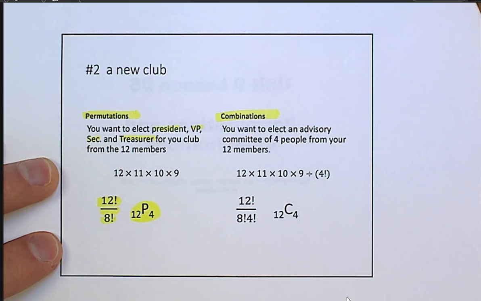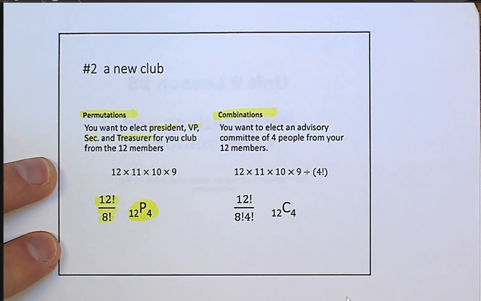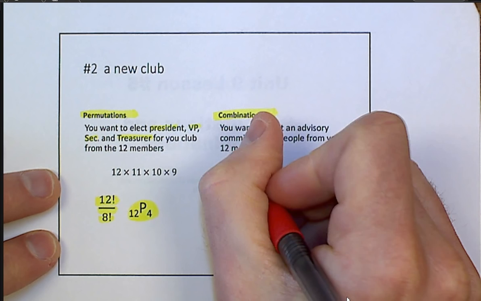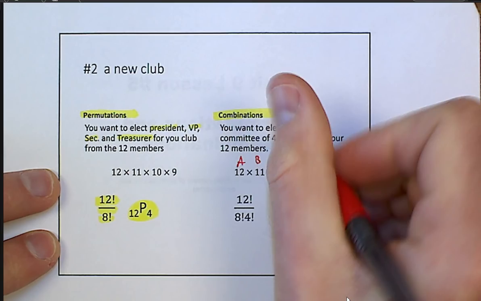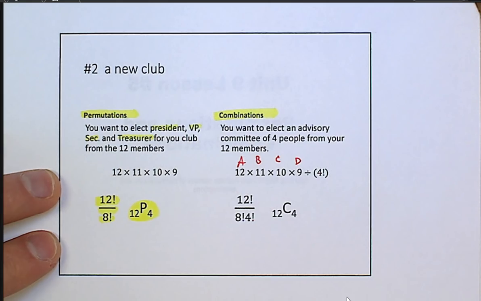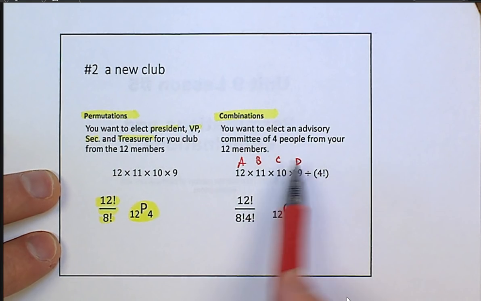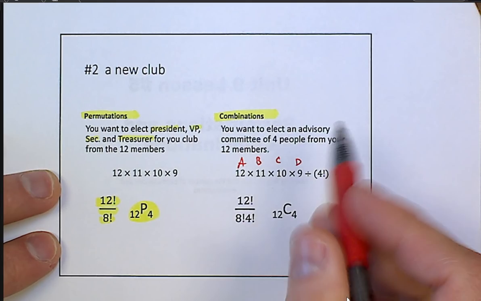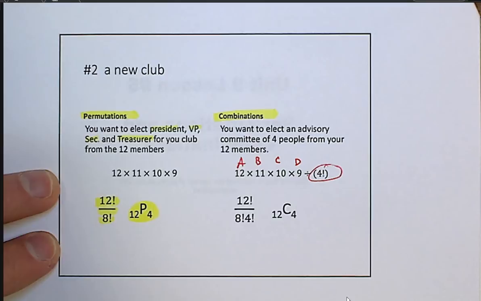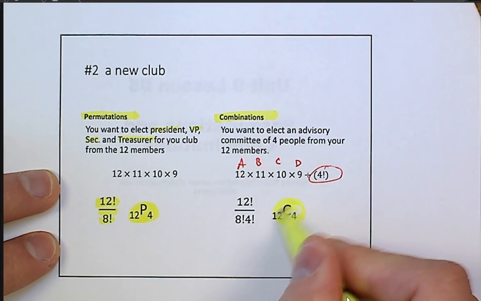Second is a combination. You want to elect an advisory committee of just 4 people from your members. So again, it could be, you know, Al, Bill, Chris, and Dan. Well, for those 4 people, the order doesn't matter. We're just picking 4 random people to go, and so you could have Al, Bill, Dan, Chris, or Al, Bill, Chris, and Dan. I mean, it would repeat. So we divide. Remember, if there's 4, you're going to divide by 4 factorial. So that would be an example of a combination because the order does not matter.